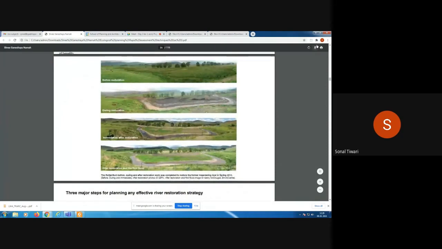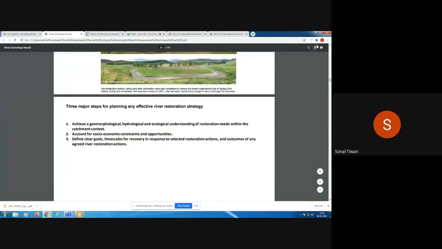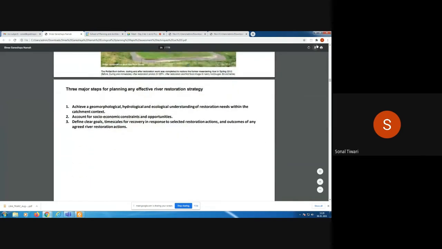So when we look into river restoration projects around the world, they tell us the three most important steps for planning any effective river restoration strategy. First, we need to create goals: what are the geomorphological goals, hydrological and ecological restoration requirements for the river basin, the segment or the reach.